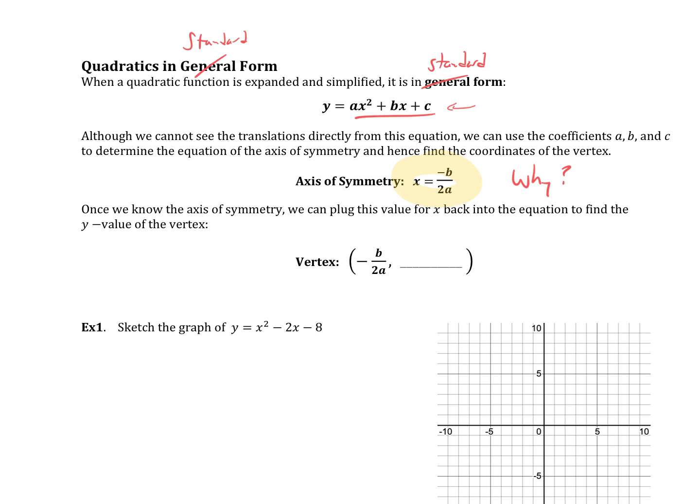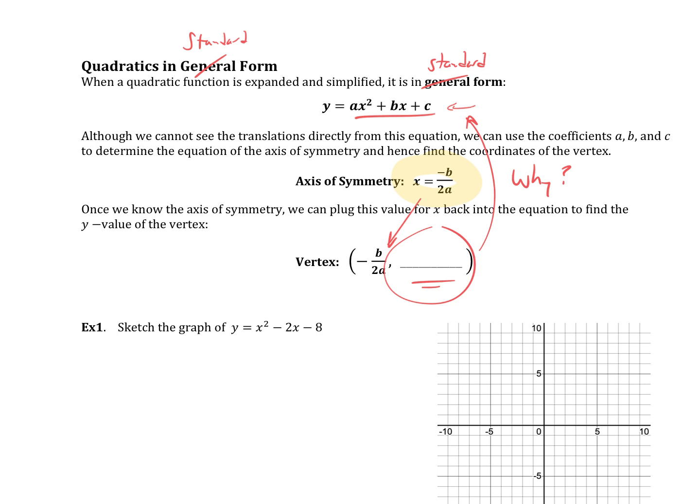Once we know the axis of symmetry, that is the x-coordinate of the vertex, so you can plug that directly in here and figure that out. I don't think the y is very hard, but that's how you find the vertex. But this is really not clear from the form. You have to do some algebra to figure out what that y-coordinate is.